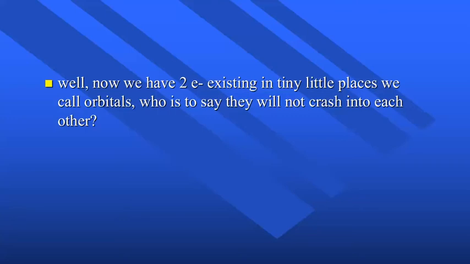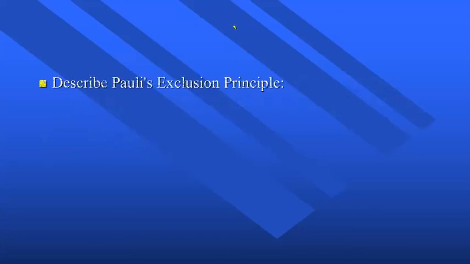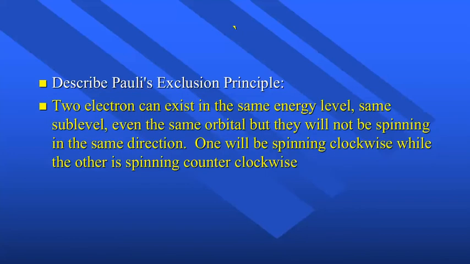So, we have 2 electrons living in the same town, same neighborhood, same house. Will they be sharing the same bed? No, because electrons are negative. Wolfgang Pauli was able to explain this. He said this: 2 electrons can live in the same energy level, the same sublevel, the same orbital, but they will not be existing in the same place at the same time because while one is spinning clockwise, the other one will be spinning counterclockwise.